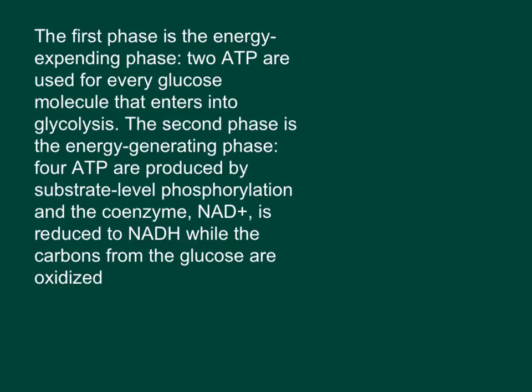The first phase is the energy expending phase. 2 ATP are used for every glucose molecule that enters into glycolysis. The second phase is the energy generating phase. 4 ATP are produced by substrate level phosphorylation, and the coenzyme NAD+ is reduced to NADH, while the carbons from the glucose are oxidized.